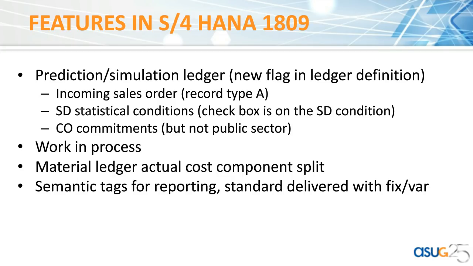I've already mentioned work in process by mentioning I can have a checkbox for my orders and my projects to evaluate the balance sheet side of the posting with a profitability segment. So 1809 takes us a little further in the ability to have work in process reported by COPA characteristic. How many years have we asked for that as cost accountants, right? Some more detail in my general ledger.